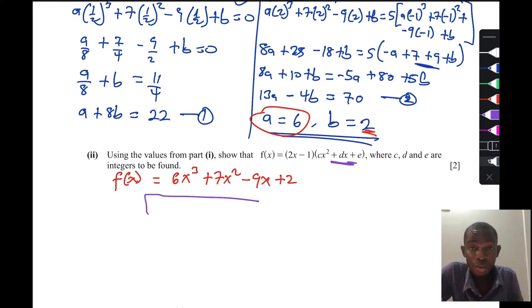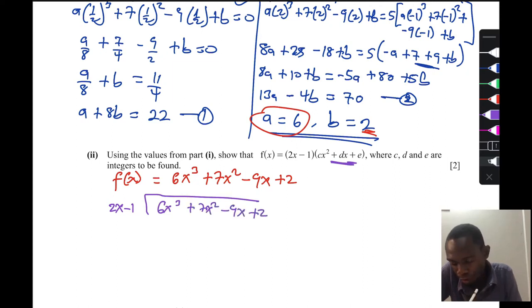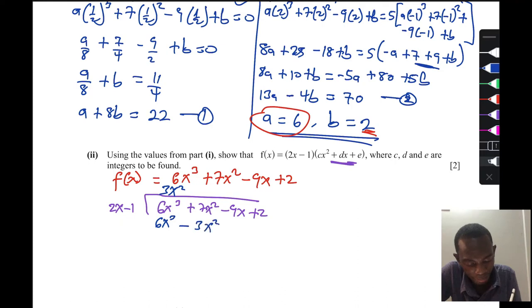But I prefer long division because it's easier for me personally. So that is 2x minus 1, then we have 6x cubed plus 7x squared minus 9x plus 2. Right, let me use blue to write the solution. So 2x will go into 6x cubed. I think that is 3x squared. You multiply everything over there.